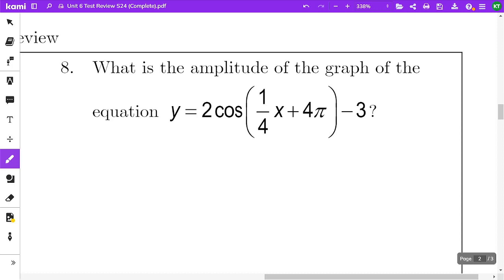Number 8, we are just identifying transformation rules to our sine and cosine functions here. This time it's a cosine function. Our amplitude is always this number on the outside here, which in this case is 2. So a is equal to 2. Not much going on there.